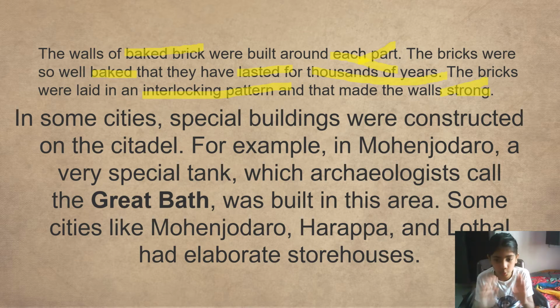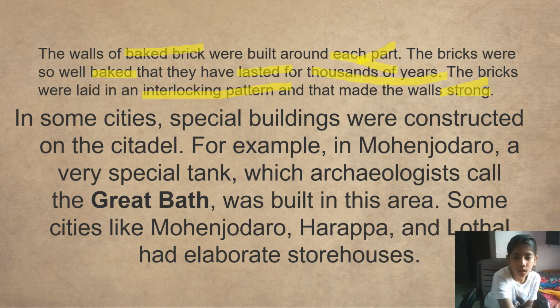So it isn't so difficult. This small paragraph is not difficult. They are only telling us about the bricks. They are saying that the walls, made of baked bricks, were built around each part. If this is a part, the baked bricks were built along like this. Let's take the sharpener as a brick, like this, like this. They were built around each part.